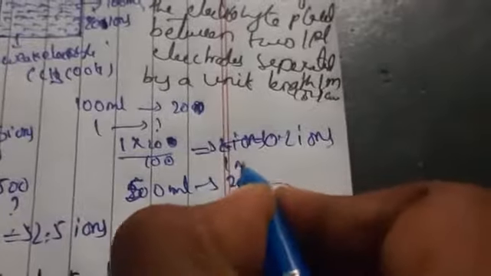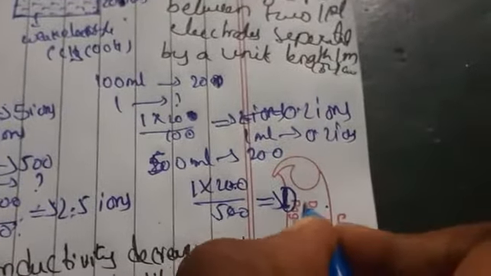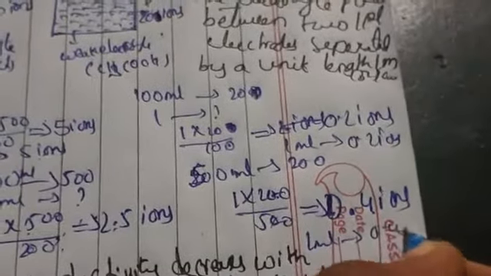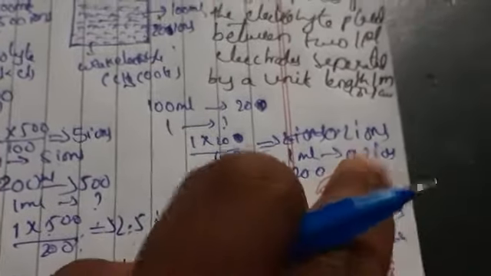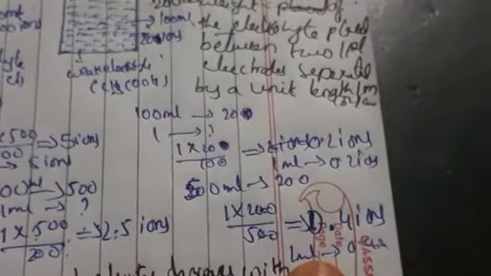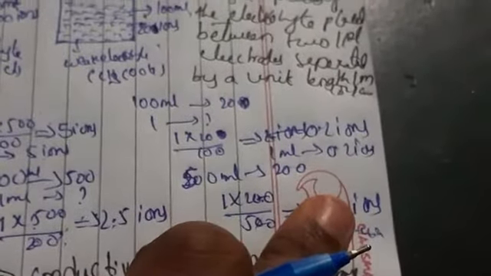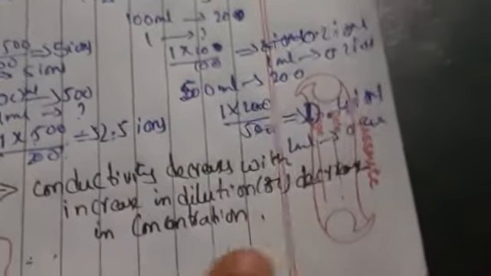For 1 ml how much are you getting? 0.2 ions. And here, if you calculate, 2 by 5 means 0.4 ions. So if you have observed in the weak electrolyte, in strong electrolytes it is decreasing whenever we increase dilution. Coming to here, whenever we increase dilution, automatically the conductance of the ions also increases. On increasing dilution, the conductivity is increasing and concentration is decreasing.